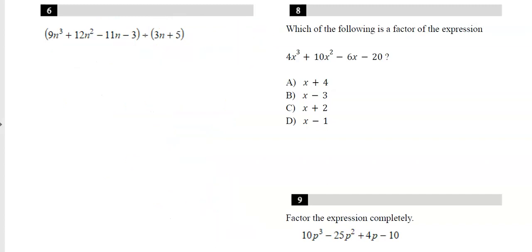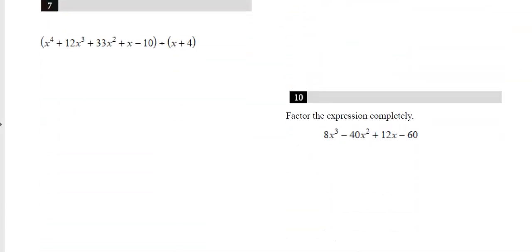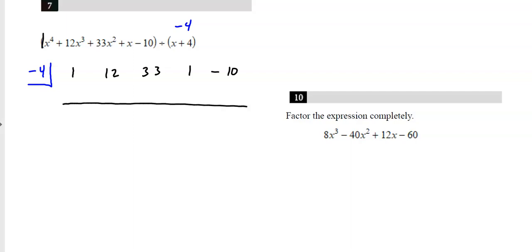All right, sliding on down, number 7. This one I'm going to use the shortcut, synthetic division. Since we're dividing by x plus 4, I'm going to use negative 4. In synthetic division, you just use coefficients: 1, 12, 33, 1, negative 10. I have to be careful: if there was a missing x term, I'd put a 0 in there.